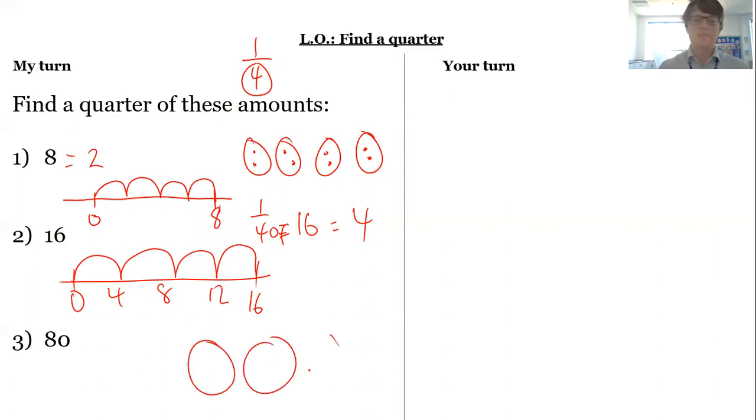What about 80? I'm going to draw my plates. 4 plates, I'm finding a quarter. Now, I don't want to share out 80 dots. It's going to take me a very long time.